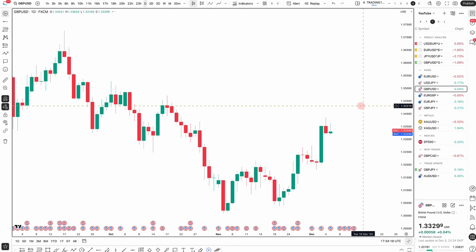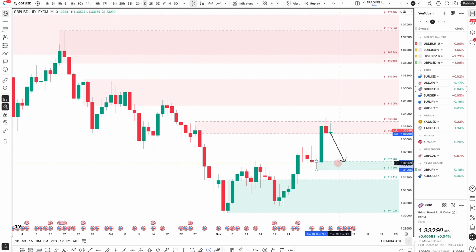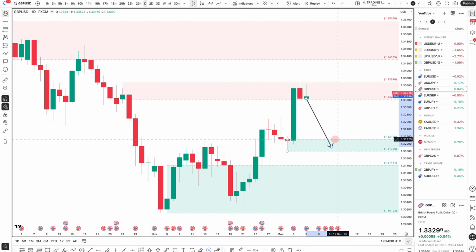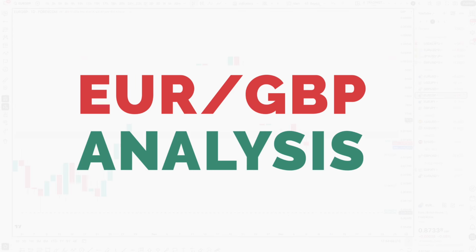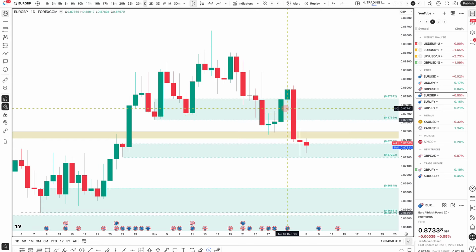But again, you'd have to be bullish on the dollar and bearish on the pound in order to get involved in that trade there. There is a demand zone, so if you are looking for buys on the pound against the dollar, the first area to look for a buy trade is going to be around this 1.3212 area.